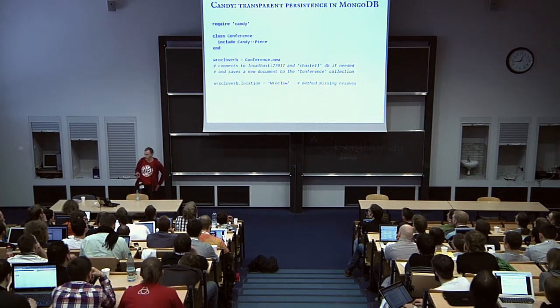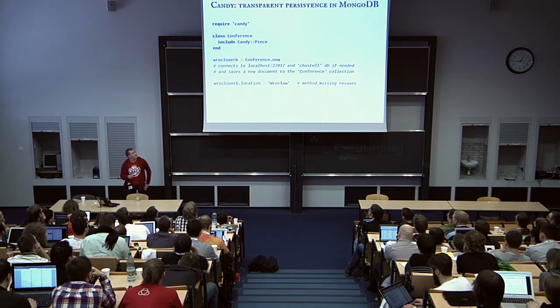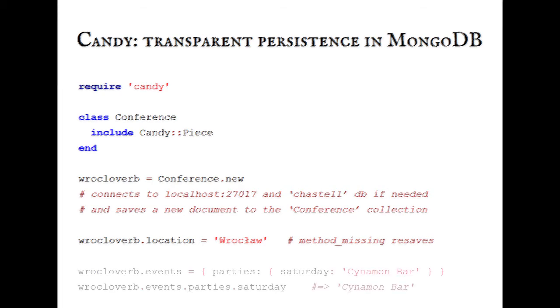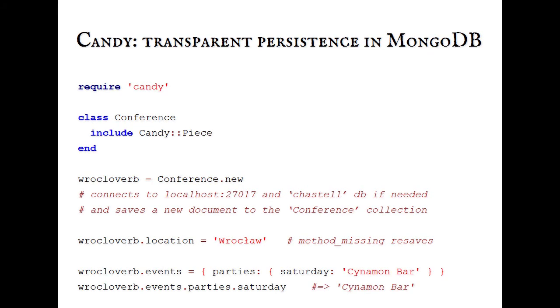And you can just call any method. And location wasn't defined here. So Candy, through some method missing magic, takes care of it and saves that object with that property.